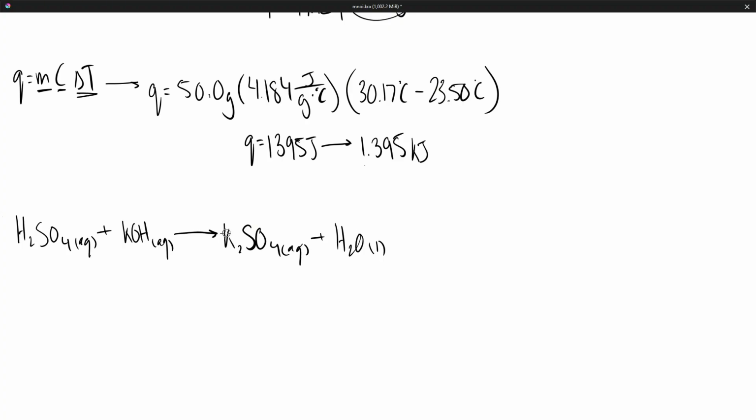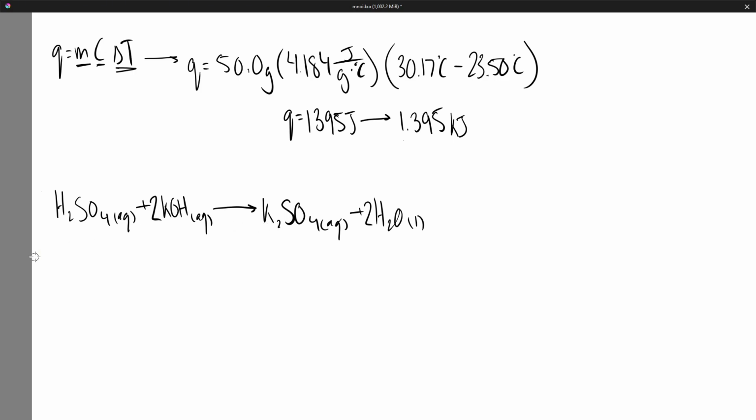So to balance this, we just put a 2 in front of potassium. There's 2 potassiums here, and only 1 here. And that makes 4 hydrogens. So we put a 2 right here to make 4 as well. And I think that should be good. 2 oxygens, 6, 2, 6. Yeah, that's good.